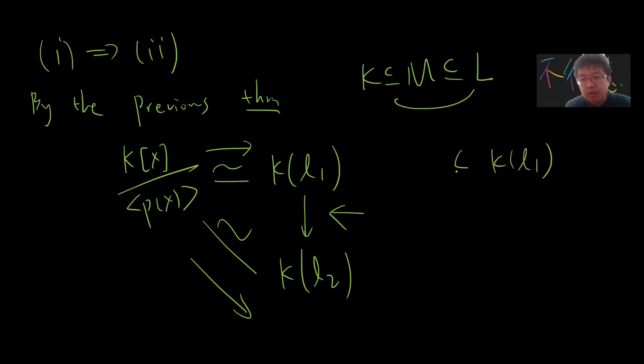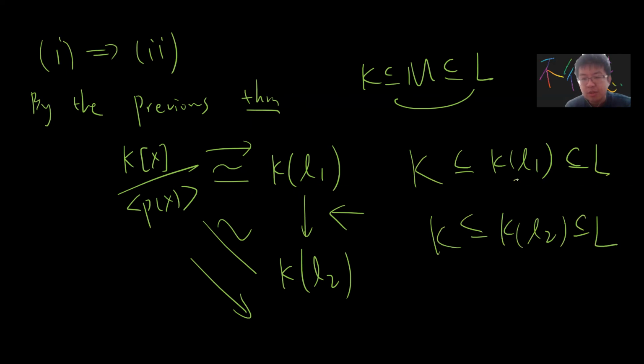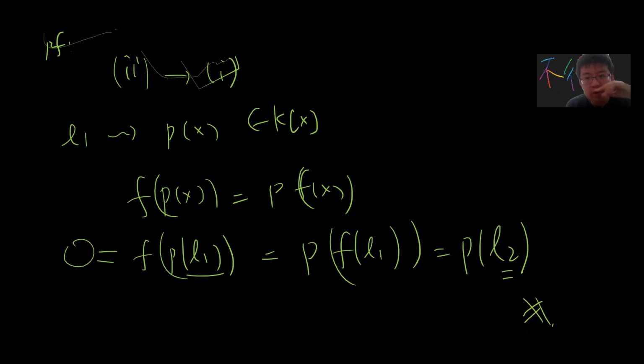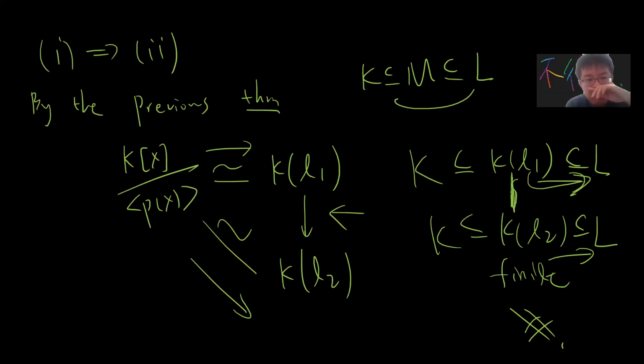K(L1) is a subfield, finite, and L is also finite, and these can map to each other. So there is an extension from L to L for K(L1), and another extension from K(L2) from L to L, and then you just combine them. Basically you just use the previous theorem: K(L1) will give you the extension from L to L, and L2 also gives you one, and you just compose them. Now finally you get a K-automorphism from L1 to L2. Okay, so that's it. So this is the normal extension.